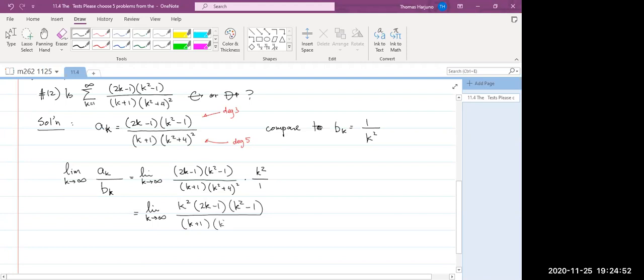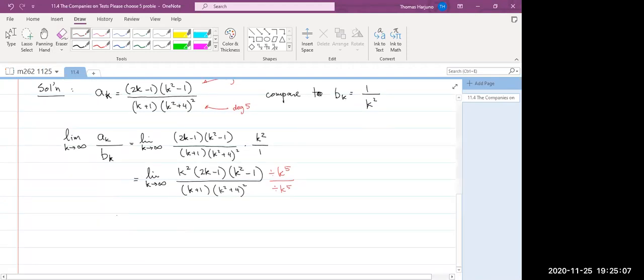Now both of them are degree 5, the top and the bottom. So I will divide the top by k to the fifth and the bottom by k to the fifth, but I want to rearrange that. So I get the limit as k goes to infinity of k squared over k squared here. In the first group, I divide by k, so I already used up three k's. And in the second group, I divide by k squared.